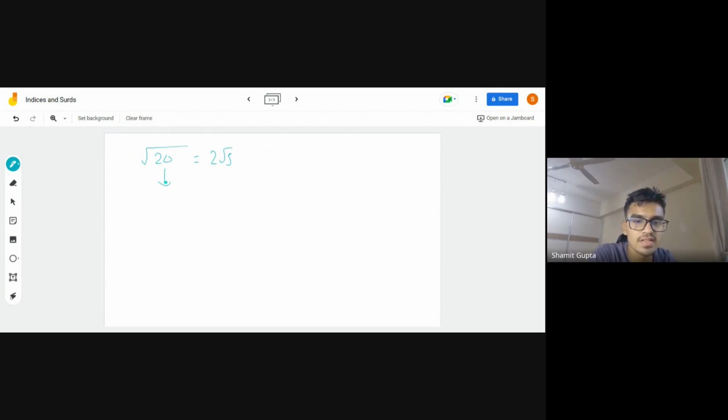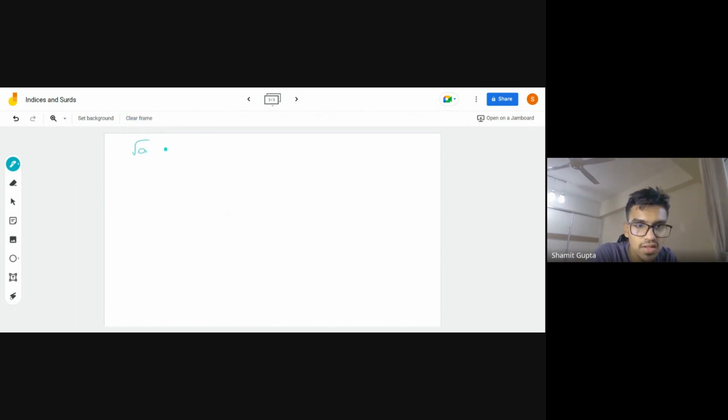How can this be done? Surd 20, or square root of 20, is the same as square root of 4 times 5. This can be written as square root of 4 times square root of 5. This is one of the properties which we'll learn. This becomes 2 square root of 5. They are actually properties of square roots.